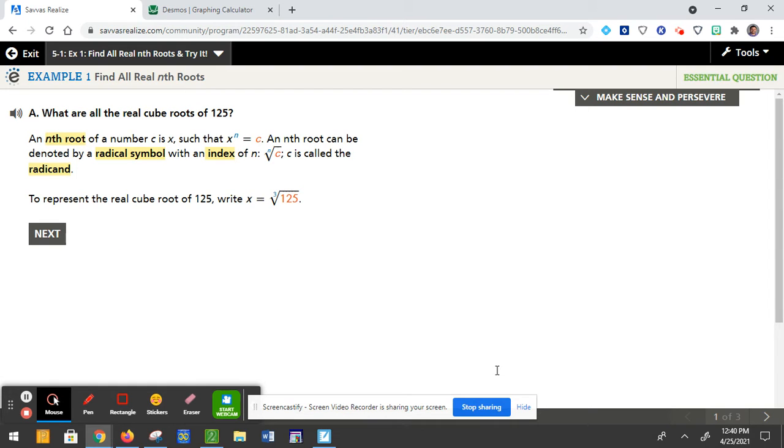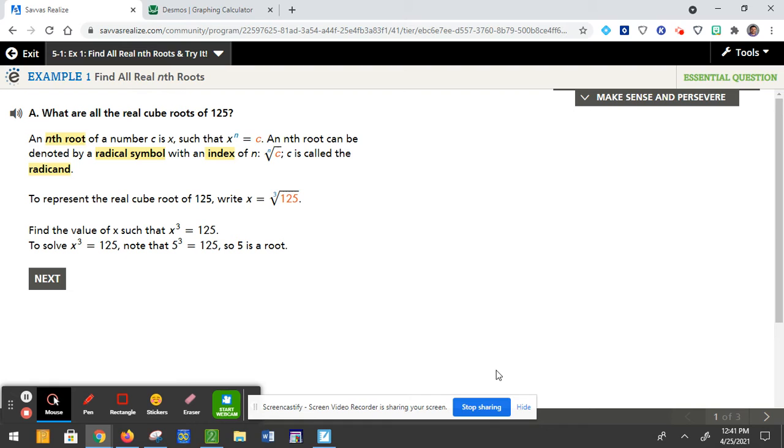An nth root of a number c is x, such that x raised to the power of n is equal to c. An nth root can be denoted by a radical symbol with an index. The index is the n, the c is the radicand. So if you're going to represent the real cube root of 125, you would write it as x is equal to the cube root of 125, like that.